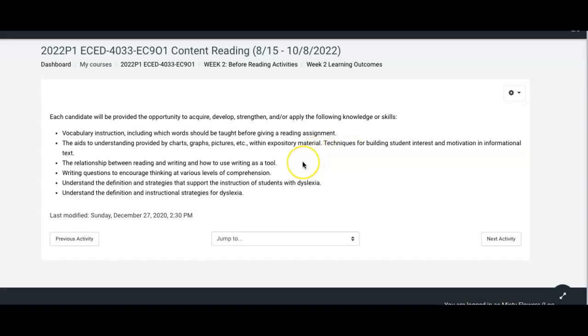The relationship between reading and writing and how to use writing as a tool. Writing questions to encourage thinking at various levels of comprehension. Understanding the definition and strategies that support the instructions of students with dyslexia. And understand the definition and instructional strategies for dyslexia.